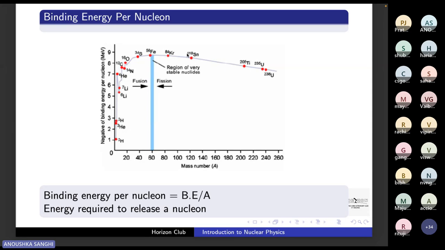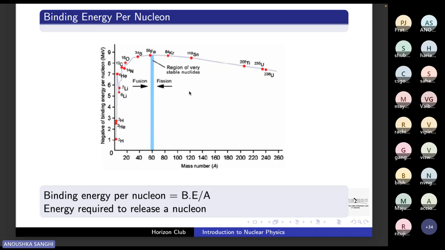And on the other side, if we come to the right side, we can see that the binding energy per nucleon after Fe decreases, right? So if I take a big nucleus and it breaks into two smaller daughter nuclei, then again it will release energy, since the binding energy per nucleon is increasing. So in both cases, it will release energy. And Fe, as you can see from the graph, forms a region of very stable nuclei.